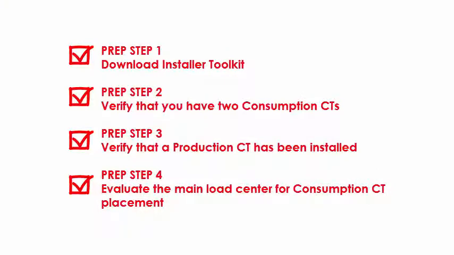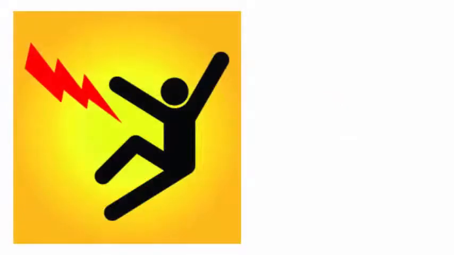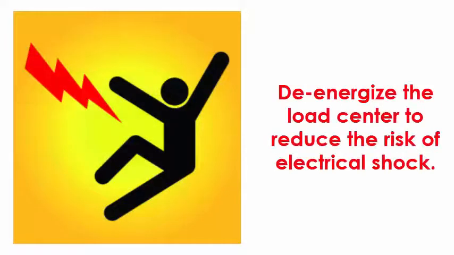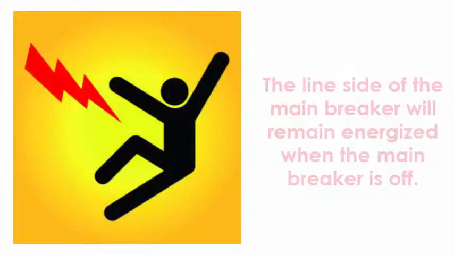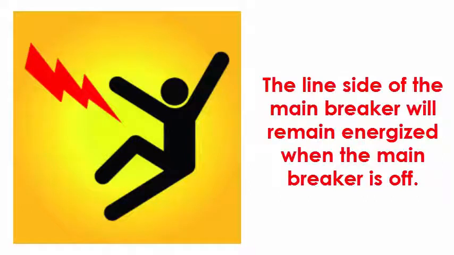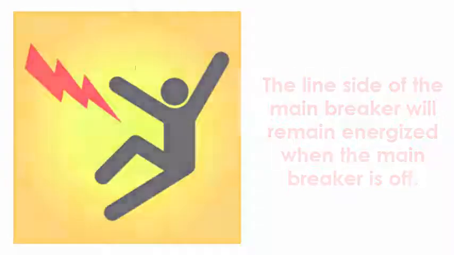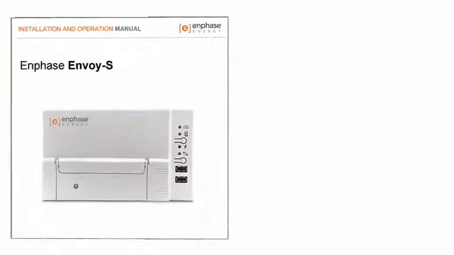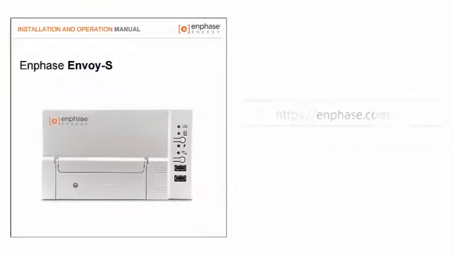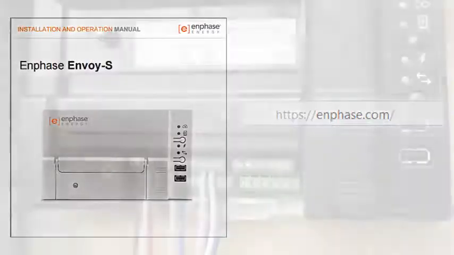You have now completed preparations and are ready to begin the consumption CT installation process. Before installing CTs, always de-energize the load center to reduce the risk of electrical shock. Be cautious. The line side of the main breaker will remain energized when the main breaker is off. For additional safety information, please reference the Envoy S Installation and Operation Manual on enphase.com.